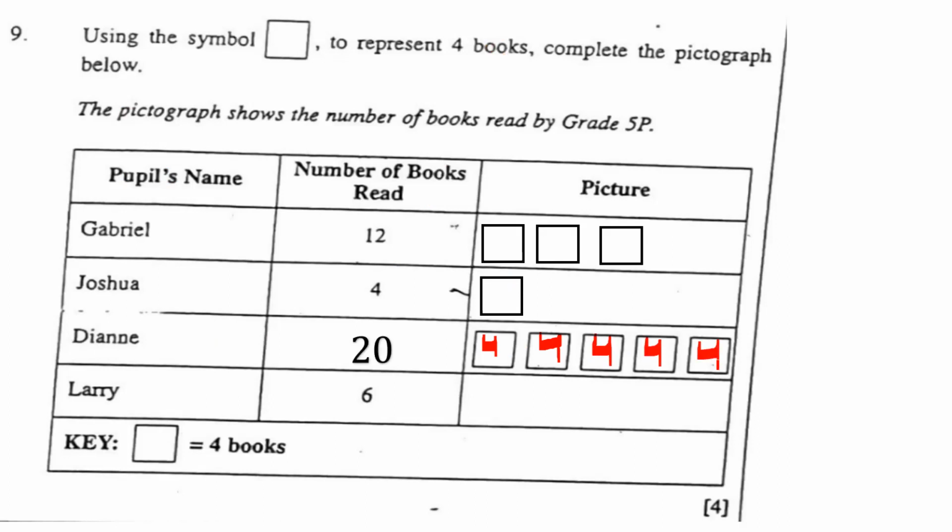So that means that she read 20 books. And Larry, well, Larry read 6 books. So it's going to be 4 books, which is that box, and 2 more books added to that, which is a half of a box. So the half of a box means 2 books. When you add them together, that's 6. And so that's how we're going to complete this pictograph. Please bear in mind, this is half of a box, not a complete box, because half of a box is 2 books, because 4 books is 1 full box.